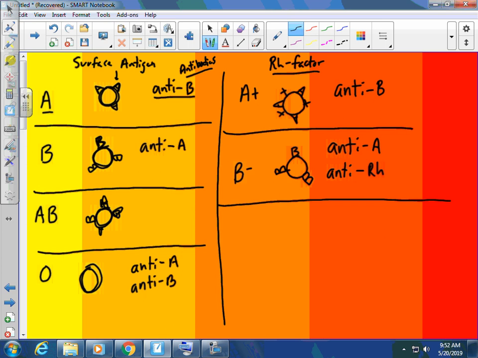Okay. Now there is another thing to think about, the Rh factor. So you either have it or you don't. If you're positive, then I just put little plus marks. That means you are positive for Rh factor. If you're negative, there's nothing on it. So an A positive person, they can't have anti-A because they're A blood type. They can have anti-B, and they can't have anti-Rh because they have the plus. All right. B negative, so they can have anti-A. They can't have anti-B because they have B, and they can have anti-Rh.